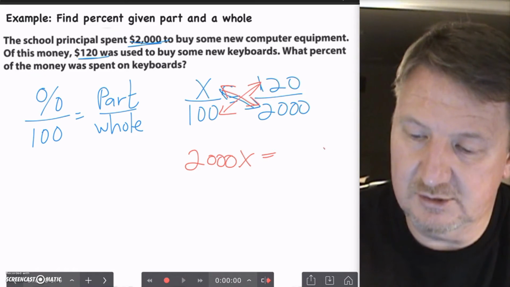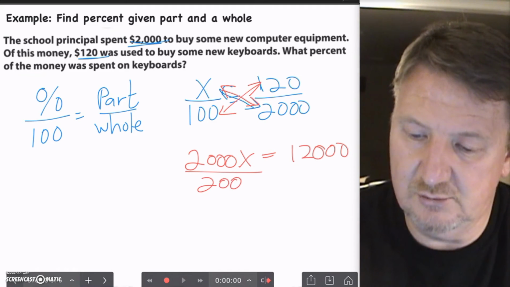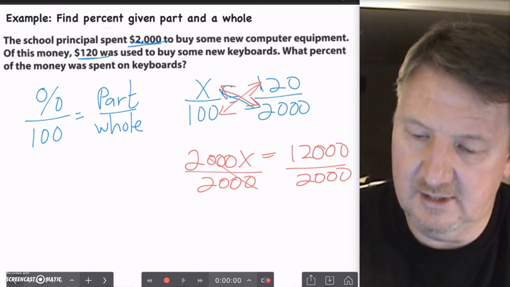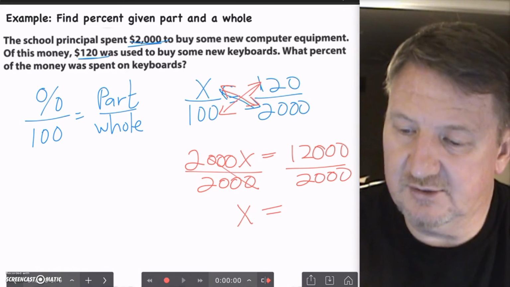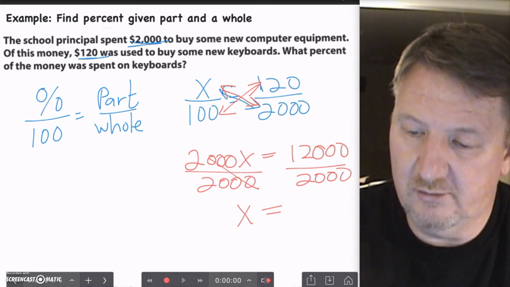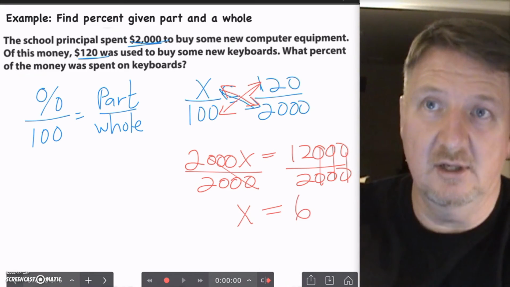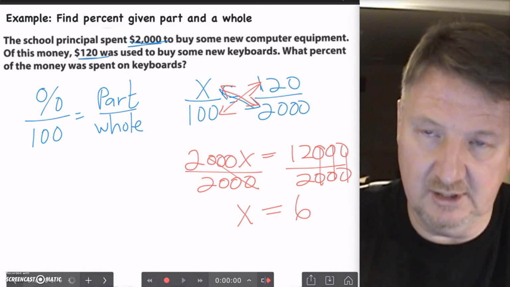Well, I add up my zeros. I got 3 zeros, and then 12 times 1 is 12. All right, I have to divide by 2,000, and I divide by 2,000. That cancels, leaves me just the X, and then I have 12,000 divided by 2,000. All these zeros cancel out. I got 12 divided by 2. It's 6. It's the exact same answer. 6% of 2,000 is 120. All right, let's look at the next example.